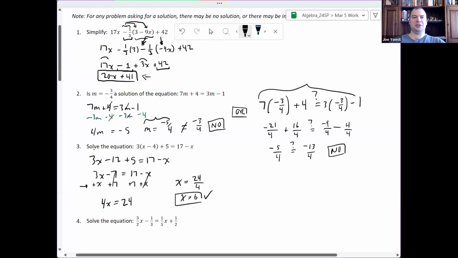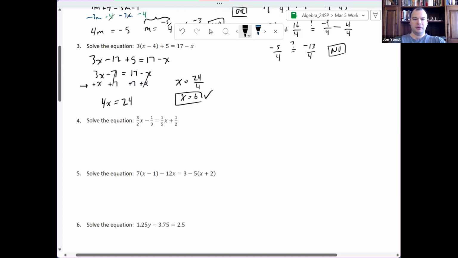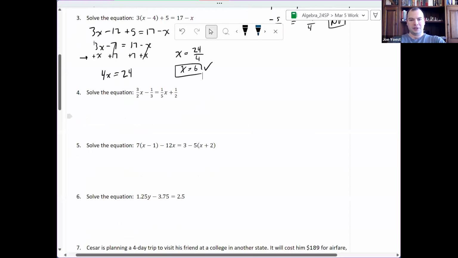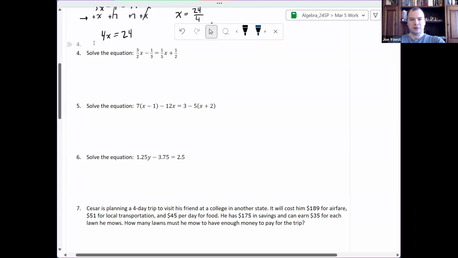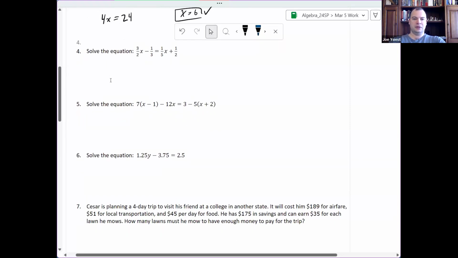Are there any questions on these first three? Okay, then let's move on to the next three. 4, 5, and 6. Sneak peek on 7 in case you're working ahead. But 4, 5, and 6.